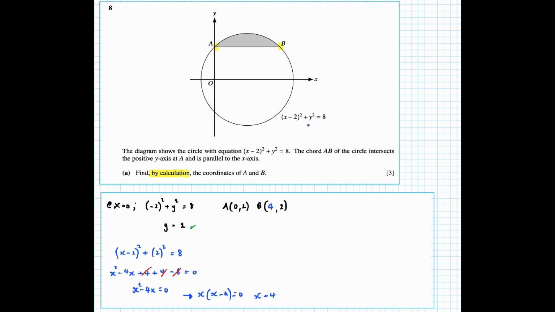So we can plug that in there. So B is 4 and 2. So there are the final values for A and B, the coordinates.